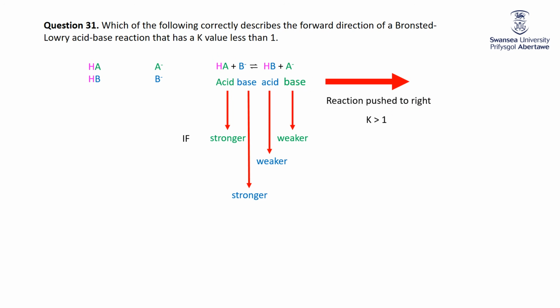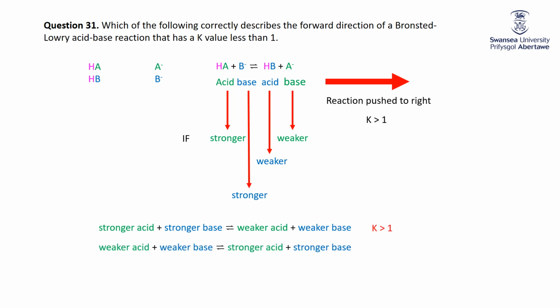K is going to be greater than 1. So stronger acid plus stronger base going to the weaker acid and weaker base, K is greater than 1. So flip it around. If you have the weaker acid and the weaker base on the left-hand side, and the stronger acid and stronger base on the right-hand side, the stronger ones will push the reaction to the left. K is less than 1. So looking at the possible answers, when you have the weaker acid and the weaker base on the left-hand side, that will give you a K value less than 1.